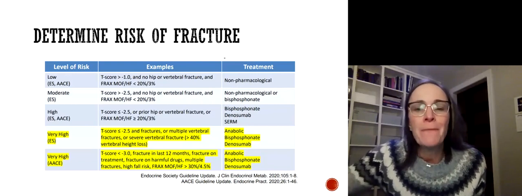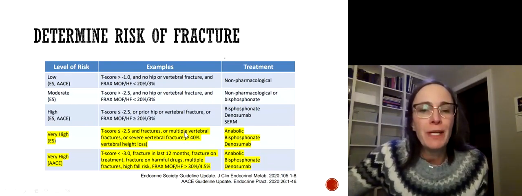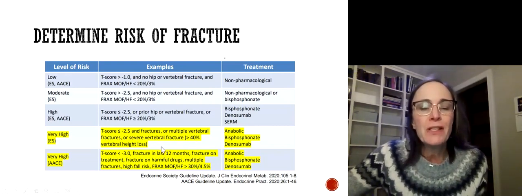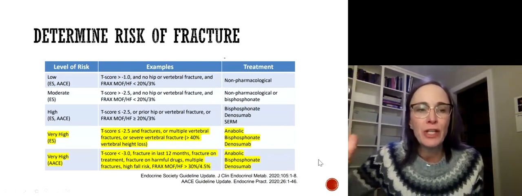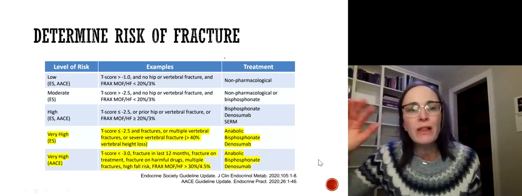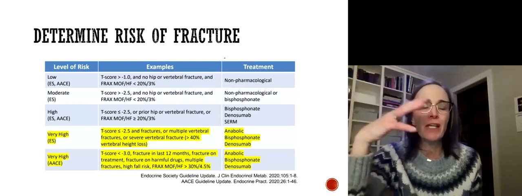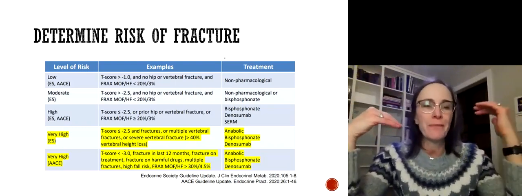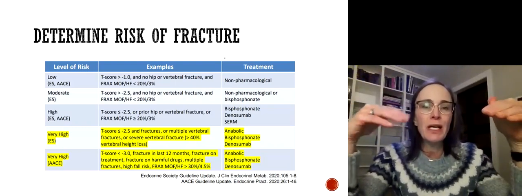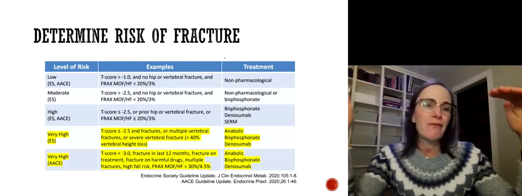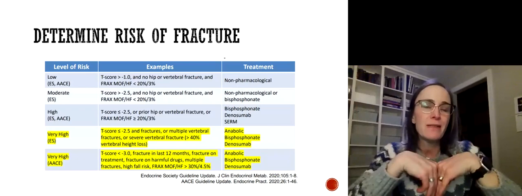So I would use that and then refer for anybody who's got the elevated T-score, severe vertebral fractures, etc. So this is a good chart for you to just kind of look at and go, okay, what level of risk is my patient at? So, I kind of document in my notes, I'll say, okay, my patient has osteopenia, the etiology is this, and my level of risk is this, and I'm going to treat with this.